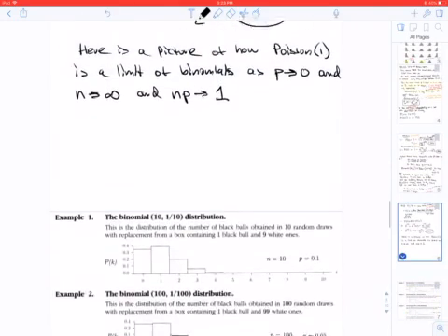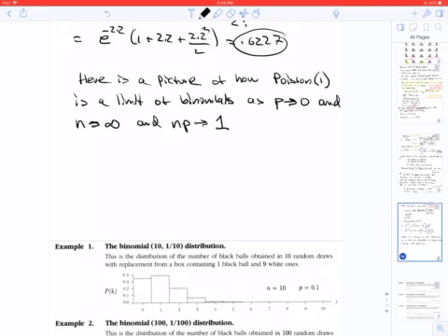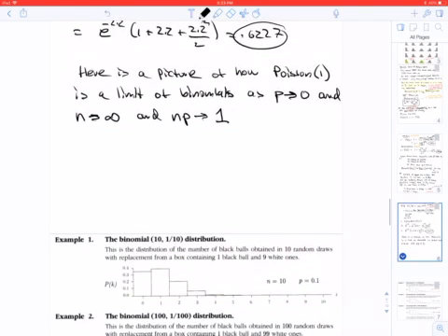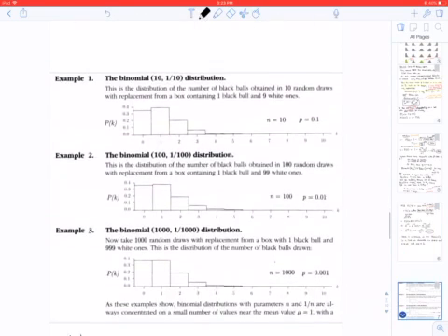So here's a helpful picture to see how, for example, Poisson 1 is a limit of binomials where p goes to 0 and n goes to infinity and np goes to 1. So these are the requirements that we have here.